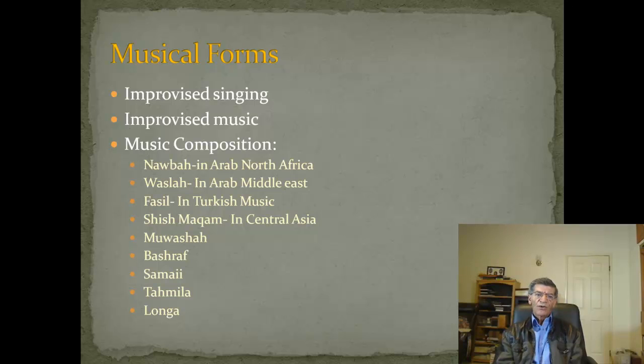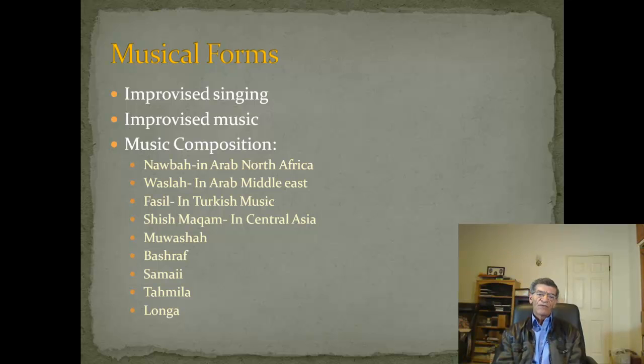And the categories are the Nauba, which is used in Arab North Africa; the Wasla, which is used in the Arab Middle East; the Fasil, used in Turkish music; the Shish Maqam, which is used in Central Asia; and then the Muwashah, which is basically used in both the Middle East and North Africa. The Bashraf, the Sama'i, Tahmila, and Longa.